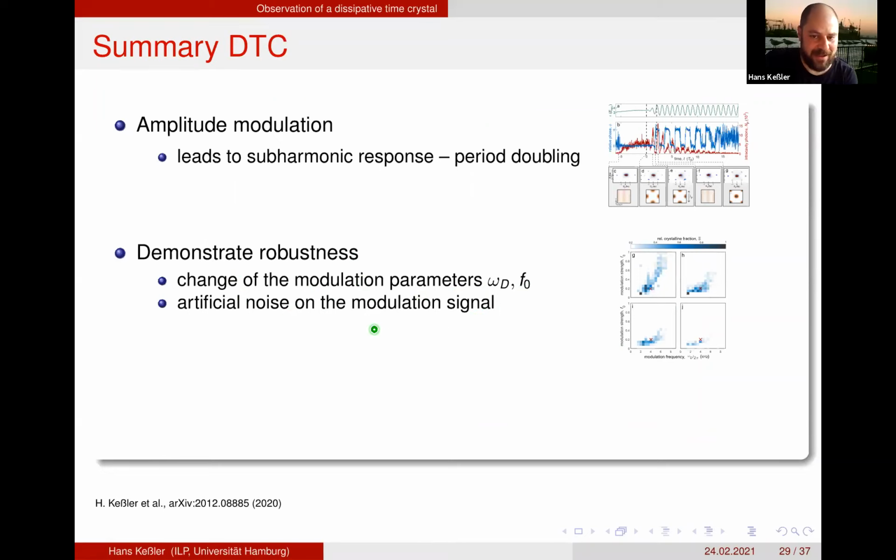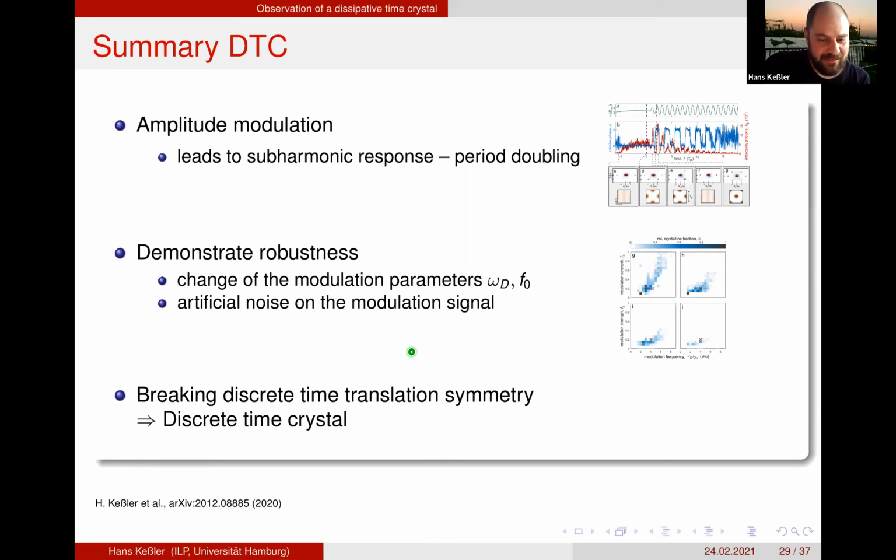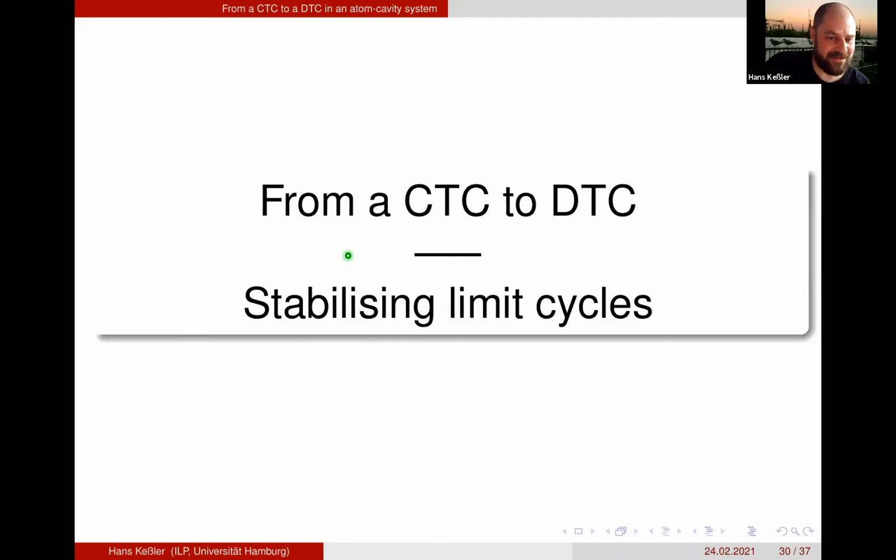What I haven't shown you, but what we tried in experiments as well, is that we also changed system parameters. Everything I showed you was done for the same cavity pump detuning. And we were using different cavity pump detuning, and we observed subharmonic response as well. So I hope this convinced you that we demonstrated some breaking of discrete time translation symmetry, and our observations can be called a dissipative discrete time crystal. So this was the summary and end of this part.